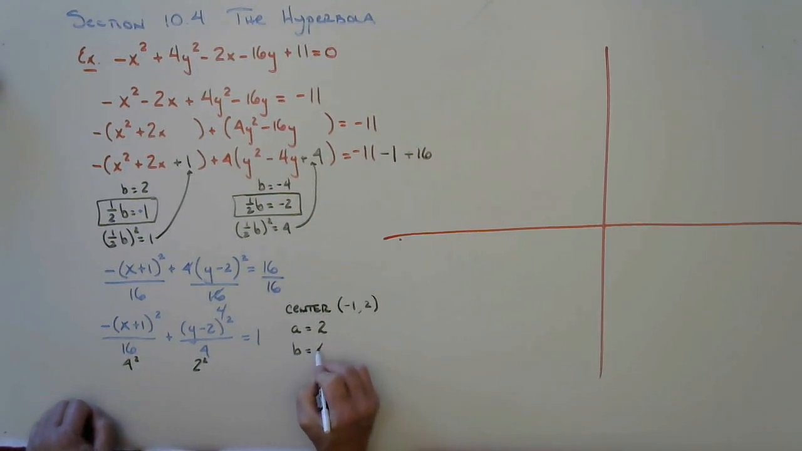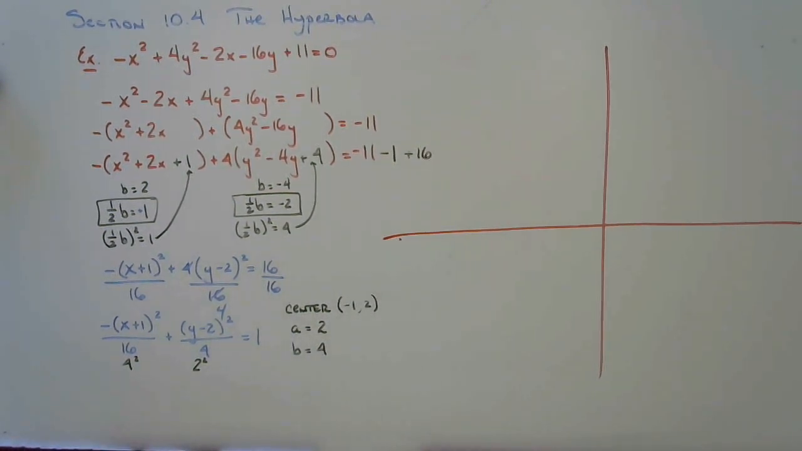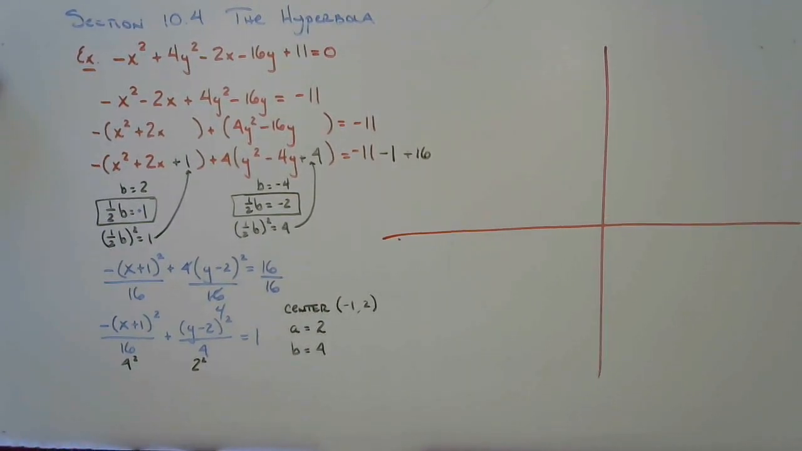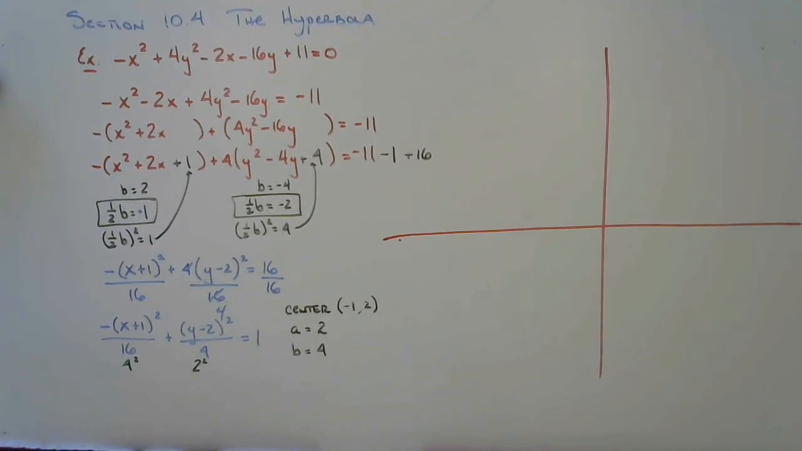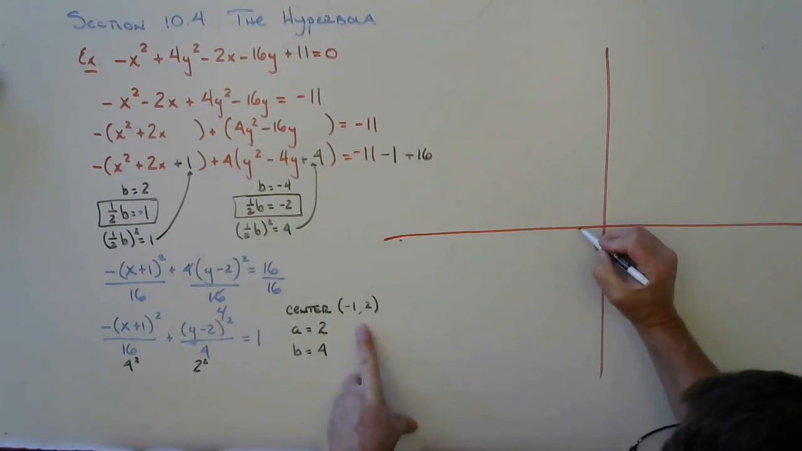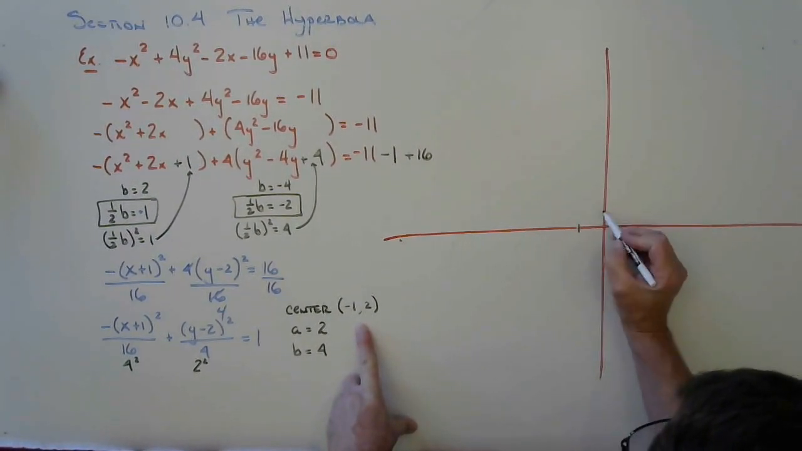B is 4. Now remember what I said earlier in the video. A doesn't have to be the larger. In this case, it turns out to be the smaller. So how do we draw our graph? We draw our box. We go to our center. Our center is x is negative 1. Y is 2.